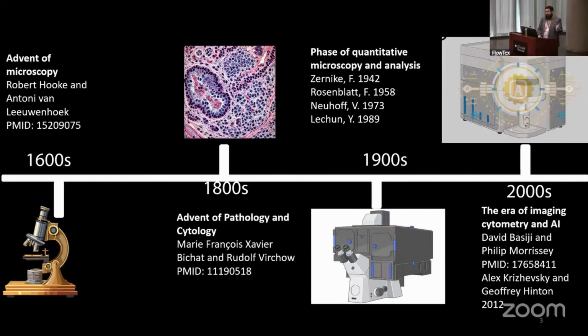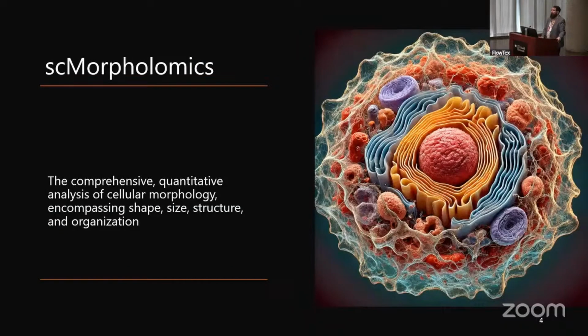Now in the 2000s and past, let's say like 5 years, we have this era of imaging cytometry assisted with this AI, all these advanced models that will allow us to extract more data from the cell. And that brings us to single-cell morpholomics. Single-cell morpholomics is inherently quantitative, and it's the analysis of cell morphology, but it's not just size and shape. Everybody focuses on size and shape a bit too much. We need to investigate other things that you can get from these algorithms or deep learning, such as structure and organization of the cell.